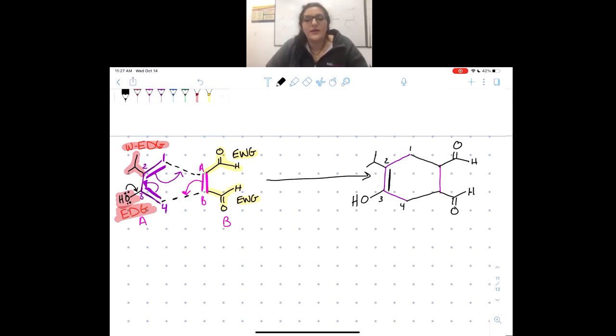So I want you guys to tell me, will these aldehydes be cis or trans to one another? Exactly, yes, they will be cis. So they can either be both wedged or both dashed.